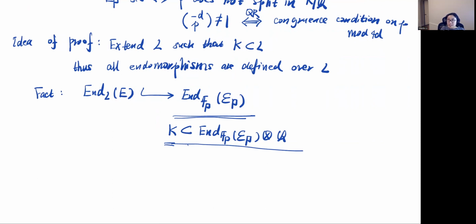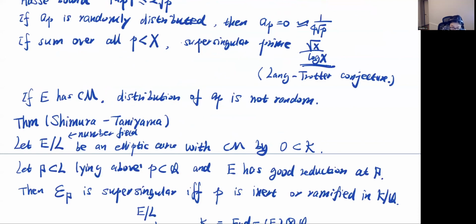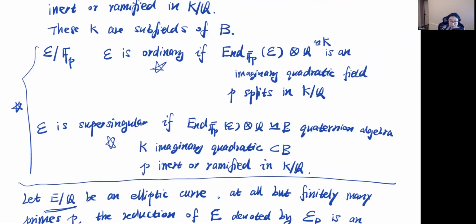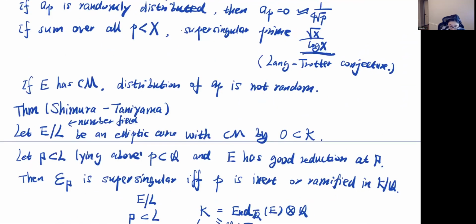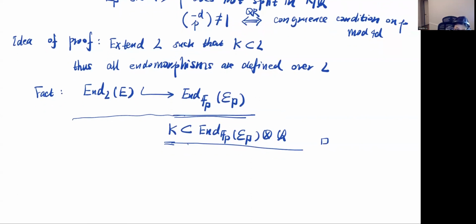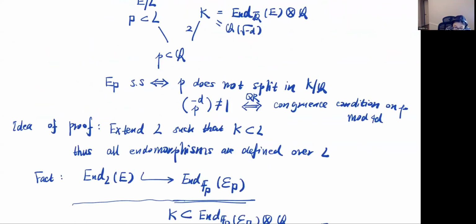And this behavior of P exactly tells you whether the elliptic curve is ordinary or supersingular, right? Okay, so this is the idea of the proof. It relies on the fact that the endomorphism ring of the elliptic curve over the global field injects into the endomorphism ring of the reduction. Okay, so this is the proof. Okay, so this is the case for CM elliptic curves.